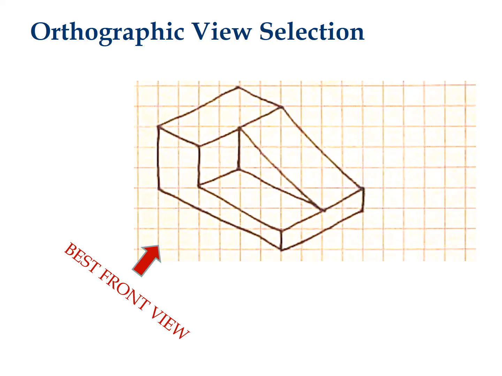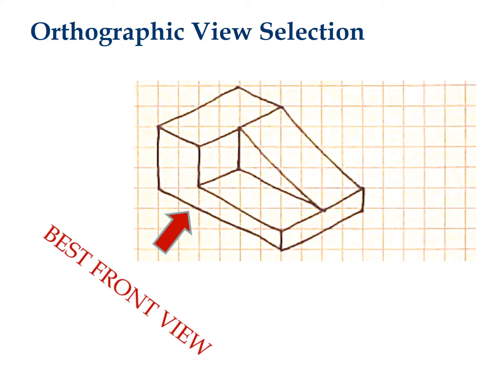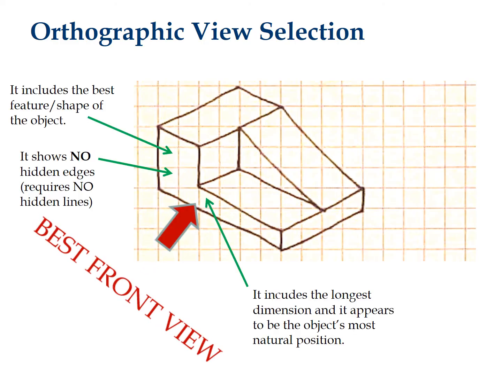Here is an example of choosing the best front view of an object. Notice this object's best front view is located with the red arrow, because it includes the best feature or shape of the object, it shows no hidden edges and requires no hidden lines, and it includes the longest dimension and appears to be the object's most natural position.